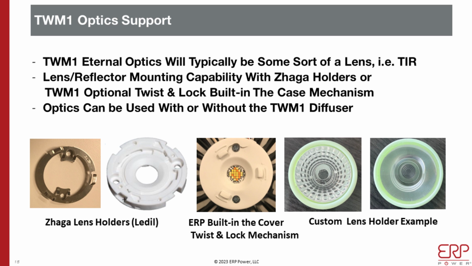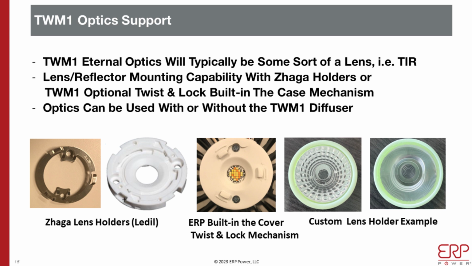And then, as you can see on the left two pictures that I have here, I call them Zhaga lens holders, and these are the Ledil ones. Actually, this happens to be Hekla from Ledil. The center one is what we've done for some customers who want to use their own holder, or use an off-the-shelf holder with some sort of custom optic. So basically, we put the notches there. I call it a twist and lock mechanism, and this is pretty much like most reflectors. They do that. Nothing earth-shattering.